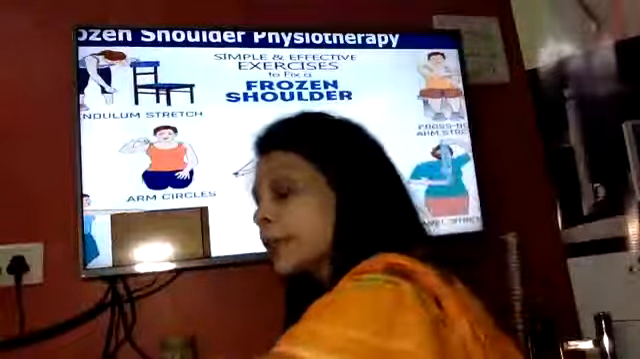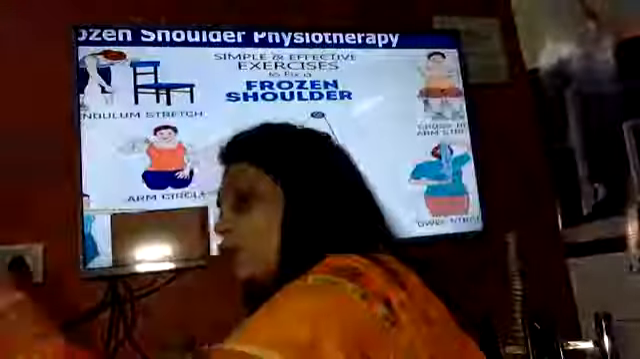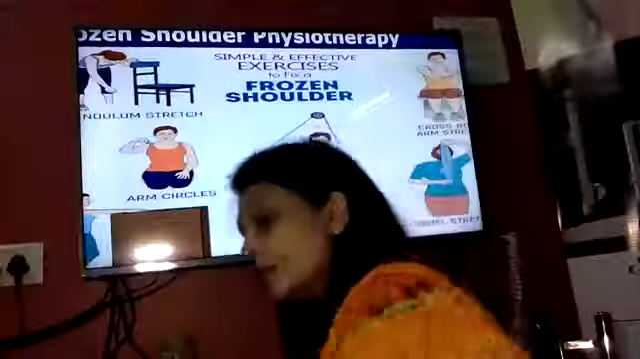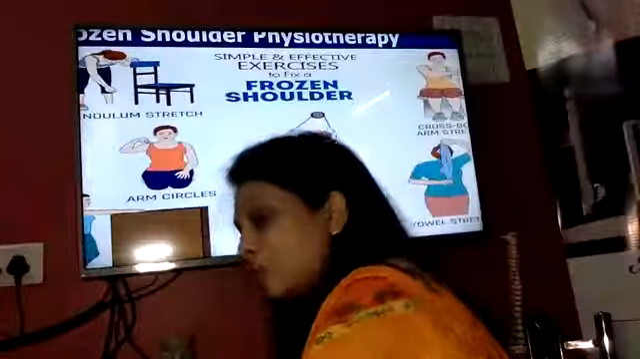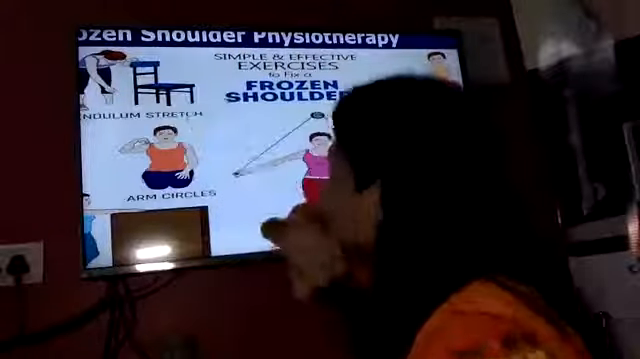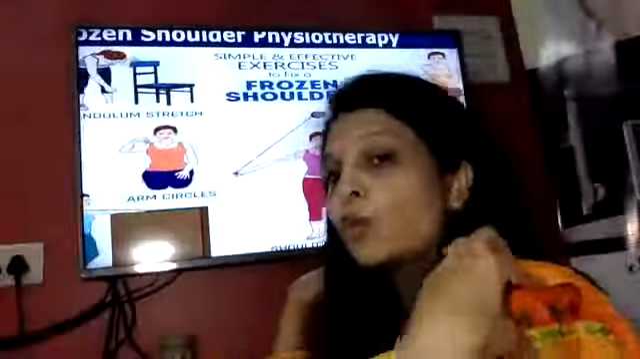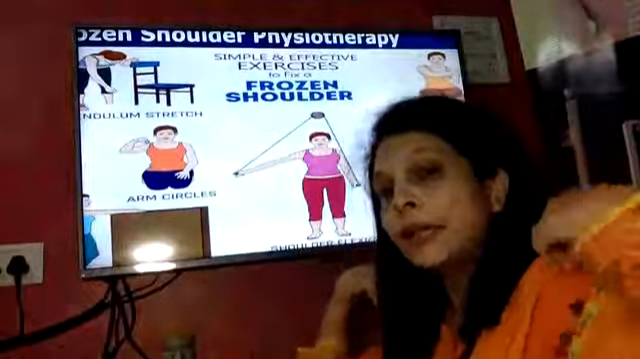In this exercise, we have to hold any water bottle or any wet cup in your hand, and then do the pendulum movement by taking the support of a chair or table. Give all the weight on the normal side, and just do the pendulum movement of your affected side, forward and backward, like a swing. You have to move your hand in inward and outward rotation also, and then in circular direction also, clockwise and anti-clockwise, right? Then this is the arm circles. In this we have to do it with both the hands, clockwise and anti-clockwise.